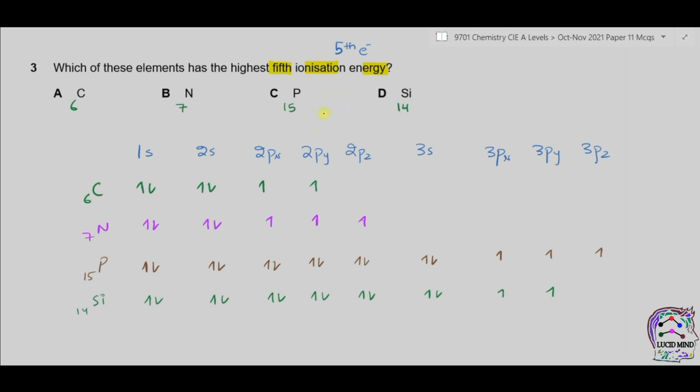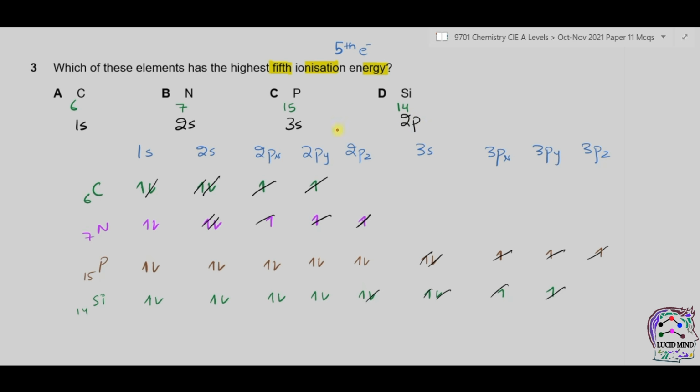Now let's remove 5 electrons from each. 1, 2, 3, 4 and 5. Now the fifth electron for carbon is removed from the 1s orbital. 1, 2, 3, 4, 5. The fifth electron from nitrogen is removed from the 2s orbital. 1, 2, 3, 4, 5. In phosphorus it is removed from 3s. In silicon it is removed from 2p.